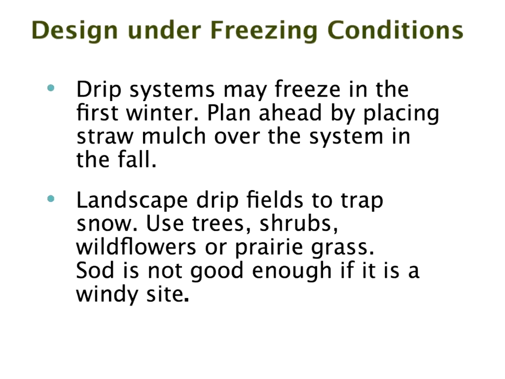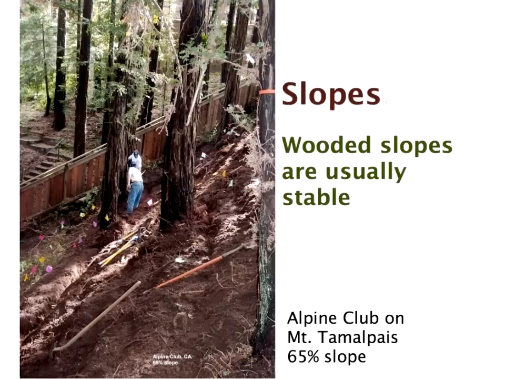Okay, the first winter, if there's no grass or anything overhead, it's always a good idea to put straw mulch or something over the system. And as we spoke before, landscape the drip fields to trap snow: trees, shrubs, wildflowers, prairie grass, or anything else is adequate for that purpose.